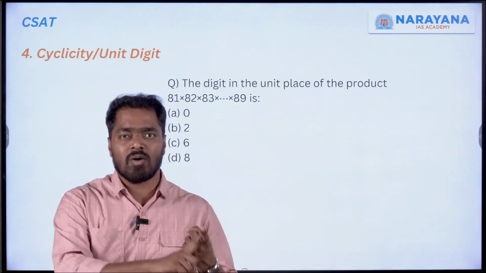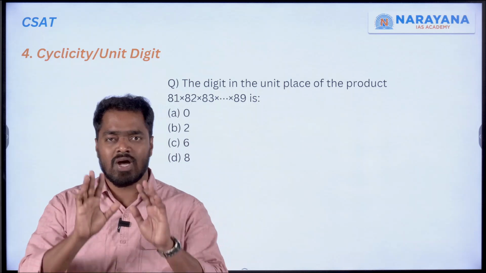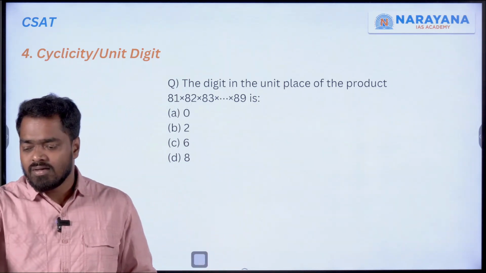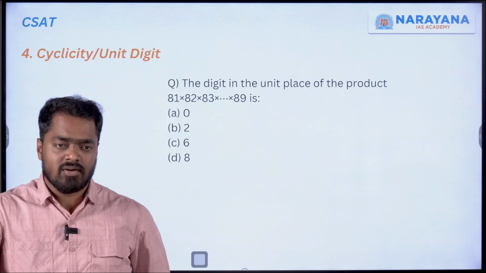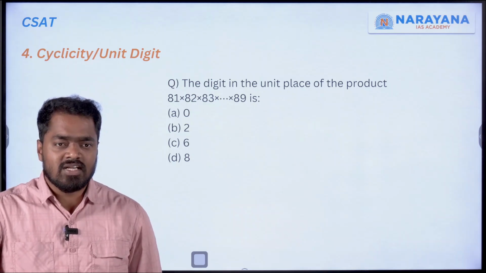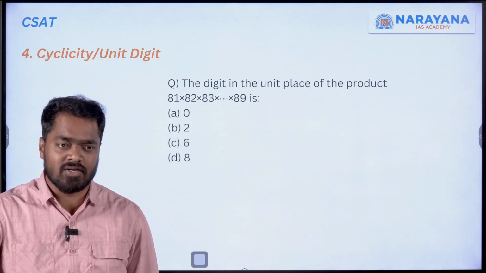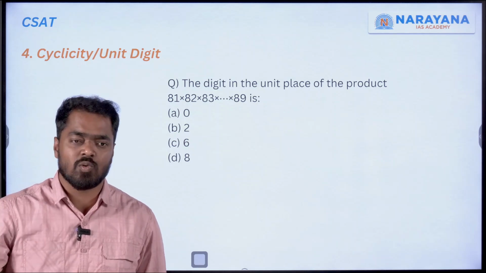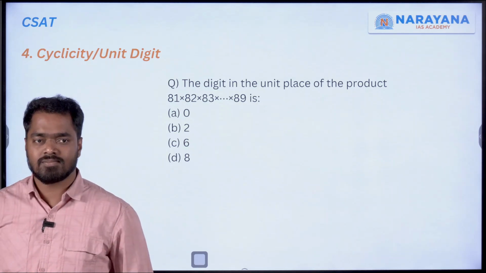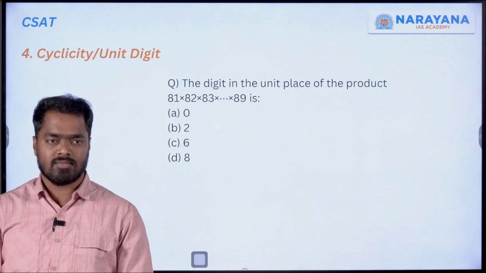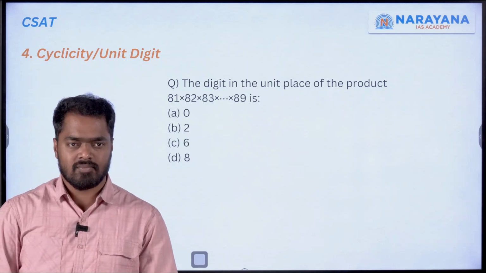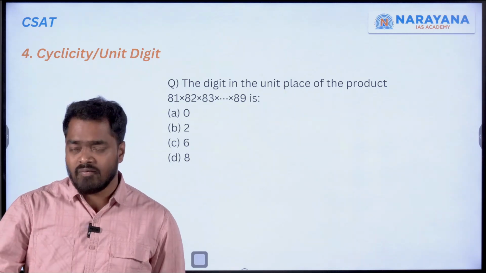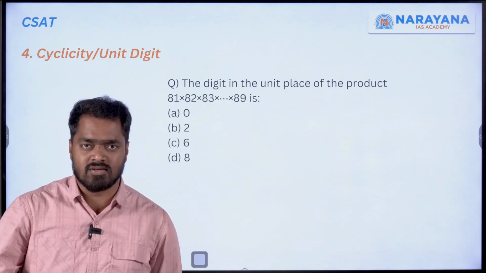So there are only these rules: the first kind of problem, and for the second kind of problem, two rules. You have to apply this very simple concept, easy questions. So try to solve this one. The question reads: the digit in the unit place of the product 81, 82, 83 and so on up till 89. So what is the unit digit? Very simple one. Within 10 seconds you should solve this question.